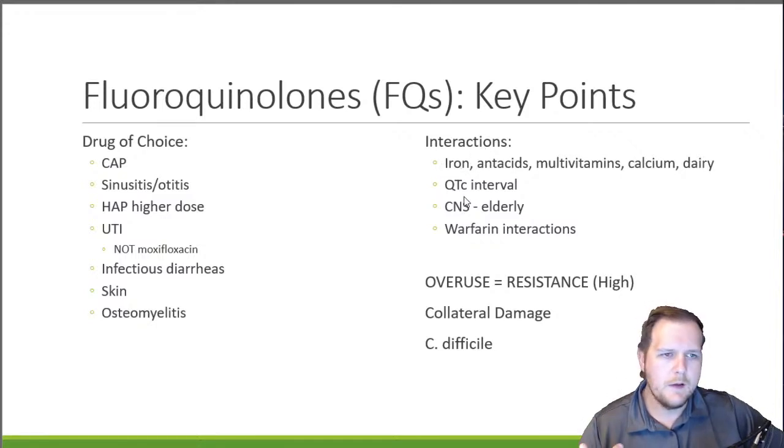You can also see QTc interval prolongation, like we saw with the macrolides. So that can put the patient at risk for things like torsades, due to that prolongation of the repolarization phase of the ventricles, right? CNS issues in the elderly patients.